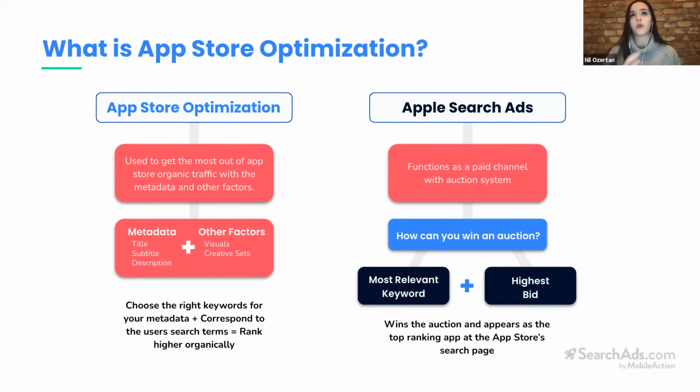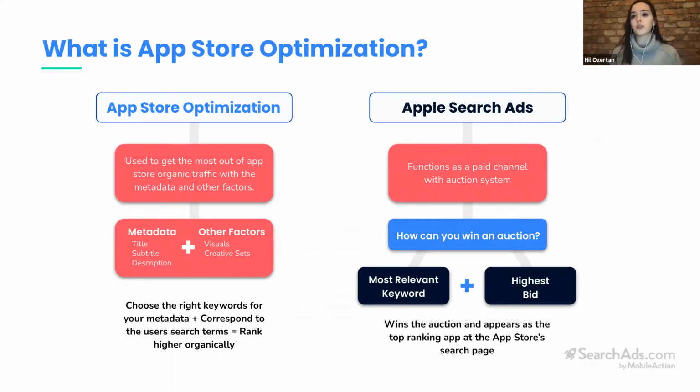On the other hand, when we move on to Apple Search Ads, as you all know, it functions as a paid channel with an auction system. So what's an auction system? Basically, you give a specific bid amount for a particular keyword that you would like to appear for at the top rank in the App Store when a user types that particular keyword.